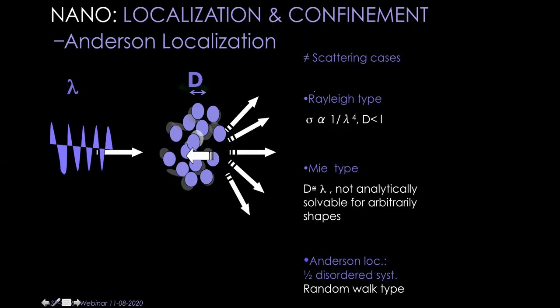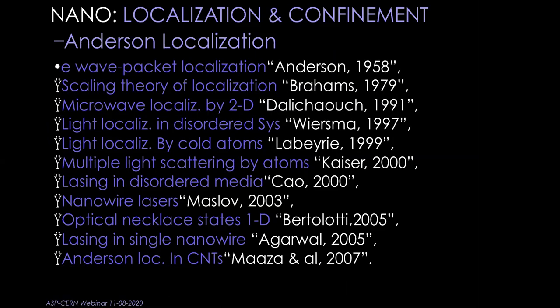Well, in addition to Rayleigh and Mie scattering, there is another one which is called Anderson scattering. This Anderson scattering is a quantum mechanical phenomenon. It was predicted by Nobel laureate Anderson in 1958, and afterwards it was demonstrated on a number of systems, Bose-Einstein condensates and so on, and disordered materials for disordered lasers by Chow and Peng. Let's go back to Anderson. What is the basic idea of Anderson localization?